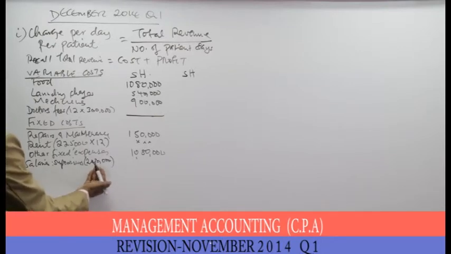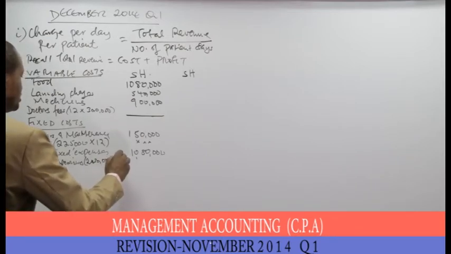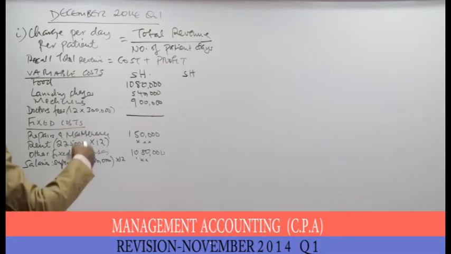2 times 30 is 60,000, and that is per month. So we multiply that by 12 to get the salaries for supervisors per year. For 1 year, it will be 2 times 30,000 times 12.